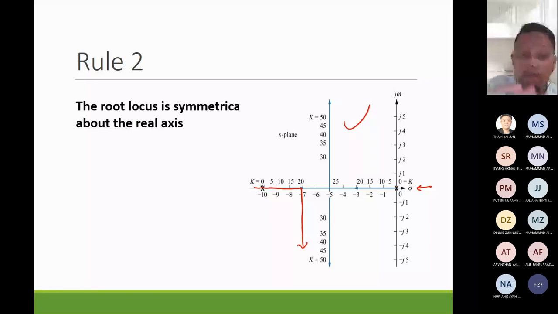Okay? So it must be symmetric about the real axis only. So not symmetric with J omega axis, but only real axis. Okay, so that's rule number 2.